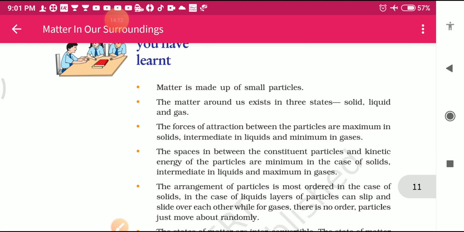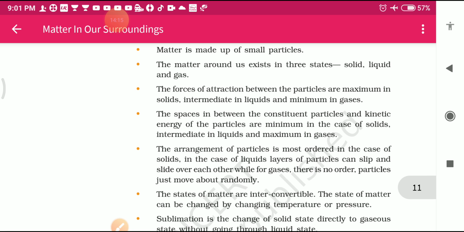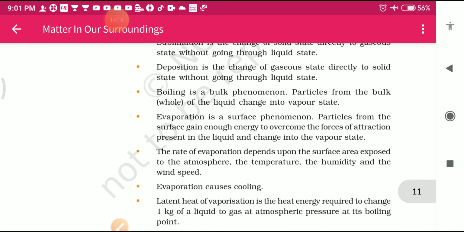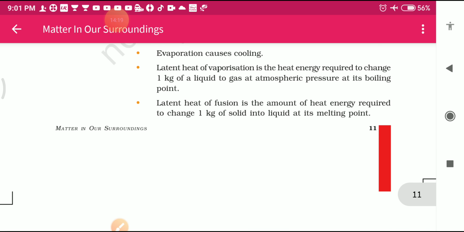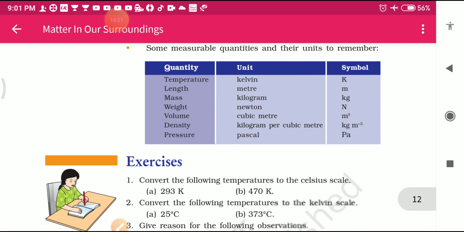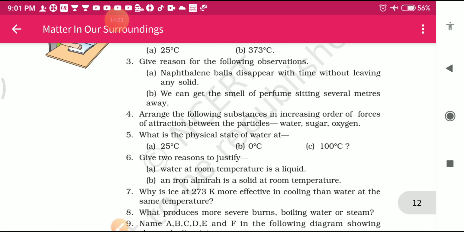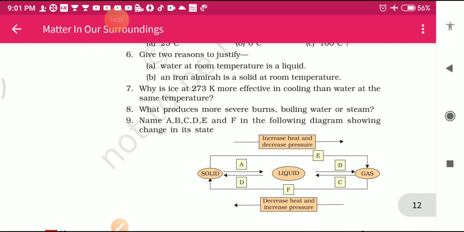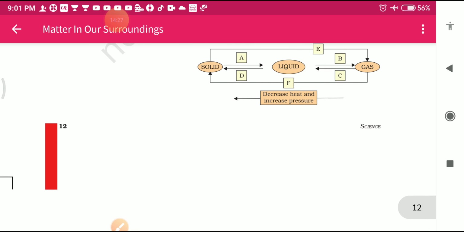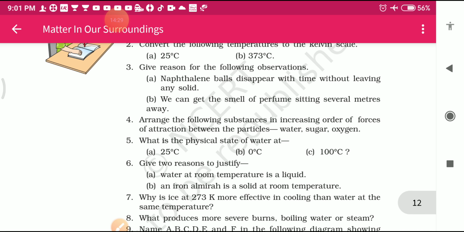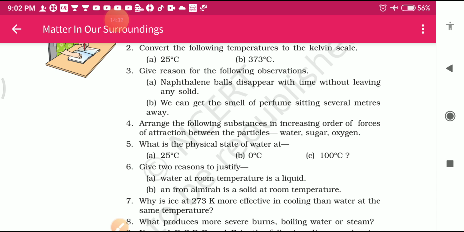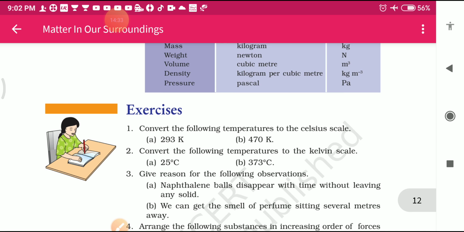Now here is what you have learned, and I hope you will understand better. Now you will try these question answers, very important. When we get the complete knowledge of a chapter, then we try by ourselves. Then you know how much knowledge you have about the chapter.